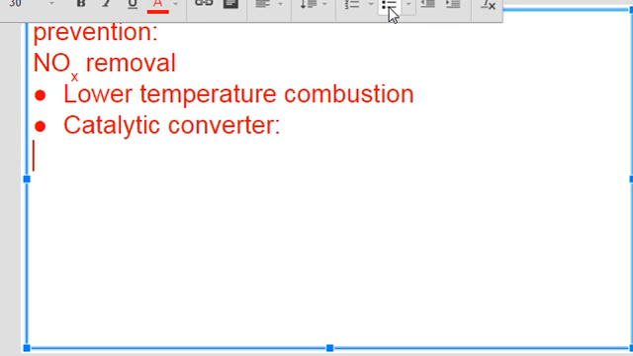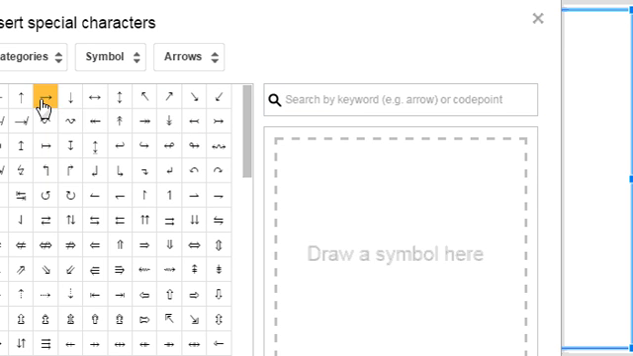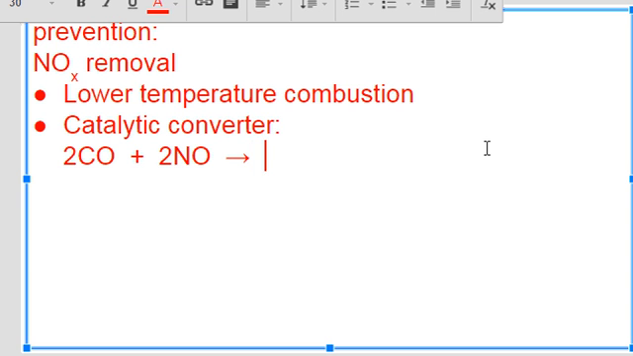Specifically, it's going to take 2 carbon monoxide, which carbon monoxide is not the best thing to be forming for the environment. And it could take 2 nitrous oxide and convert it back. Let me get my arrow here. To just CO2, which although it's a greenhouse gas, it's better than CO. And then N2, which is what most of the atmosphere is made up of. So those are some prevention ideas for the sulfur dioxide and the nitrous oxides.